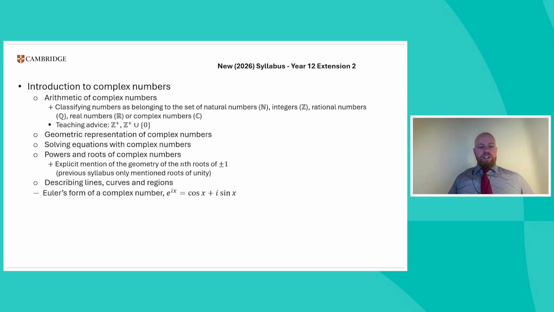Moving down, explicit mention of the geometry of the nth root of plus or minus 1 is now in the syllabus. The previous syllabus only mentioned roots of unity, so now we've got roots of minus 1 as well in that same depth. A large change overall, which might be controversial for me to say, but I'm happy about it, is that Euler's form has been removed. Next slide, please.